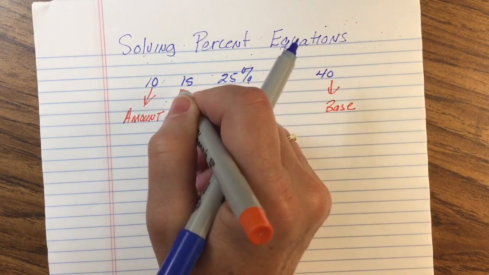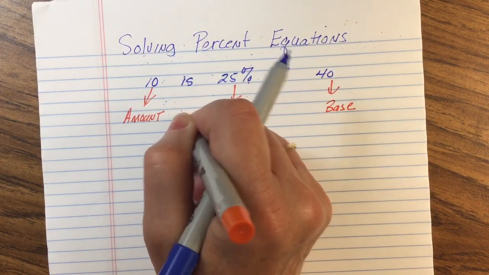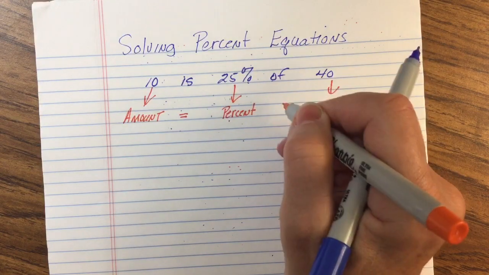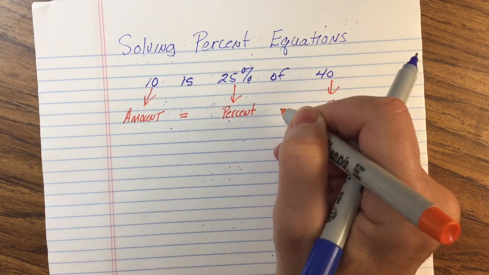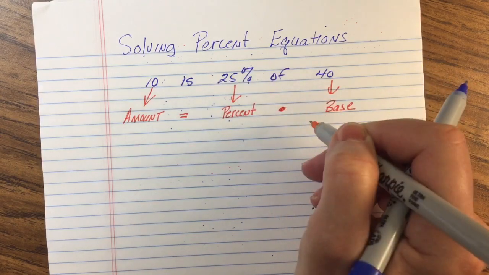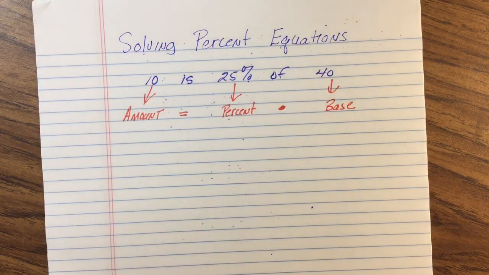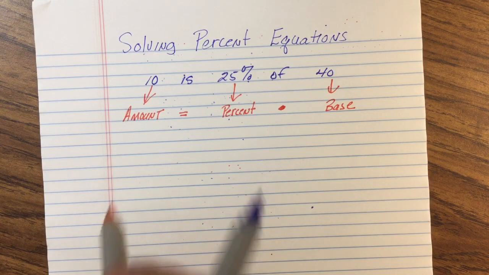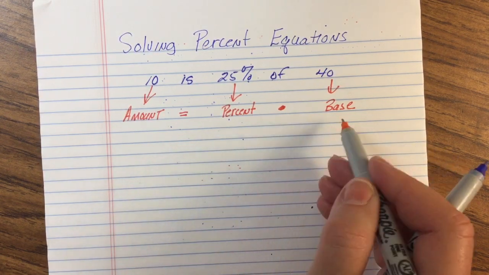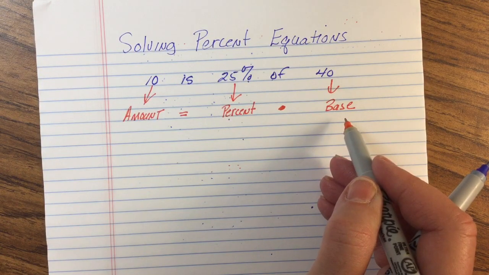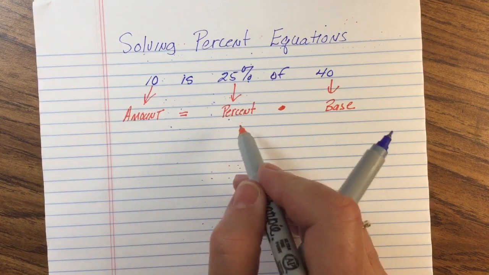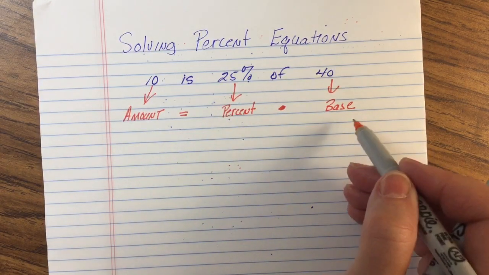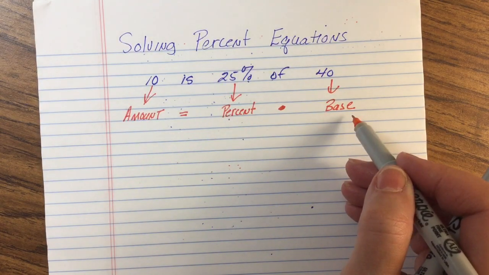The word is replaced by an equal sign. The word of is replaced by a multiplication. So anytime you see the word of, you think of multiplying. So the amount is equal to the percent times the base. We're going to look at 3 examples here. One where we want to find the amount, another where we want to find the percent, and another where we want to find the base.